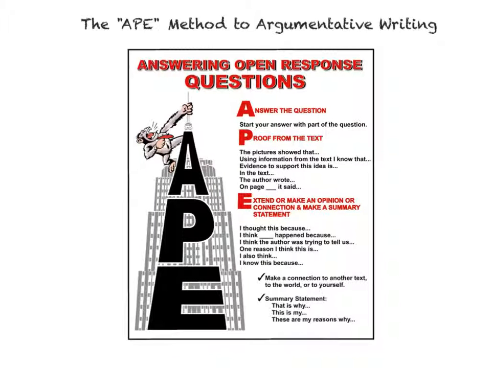So first things first, I found this graphic online and I thought it was just great for the APE method. I would definitely recommend screenshotting this and cropping it and then saving it to your photos, because this is a great little visual and it tells you every single step that you have to take, from answering the question, providing proof from the text, and it even gives you little starters that you can use, and then your explanation, how to extend or make an opinion, summary, connection, and then a summary statement. And then again, it gives you starters. So this is a great graphic. It will help you immensely.